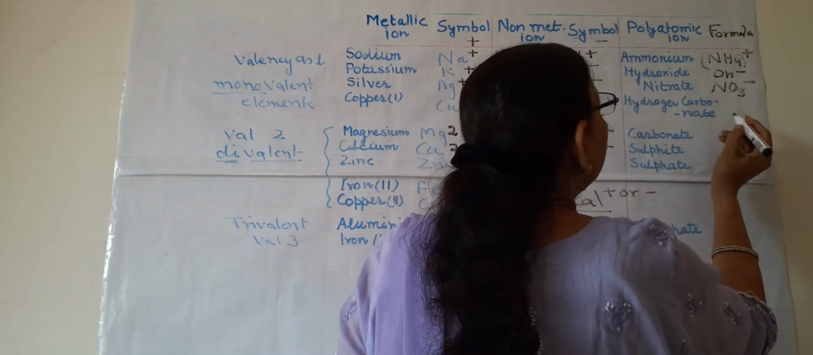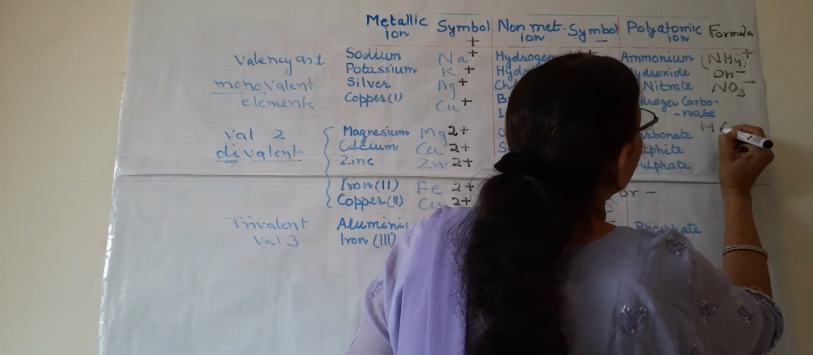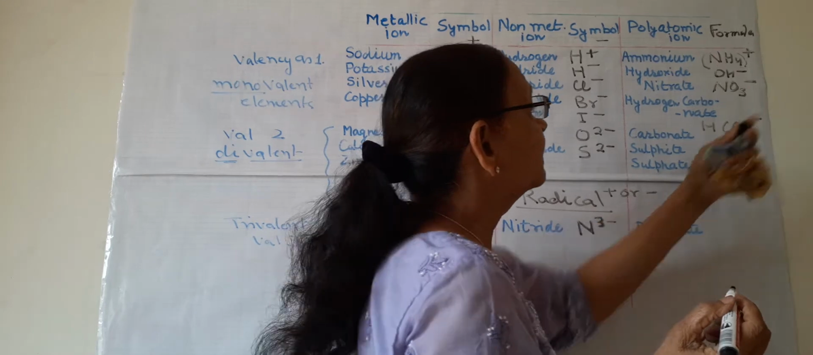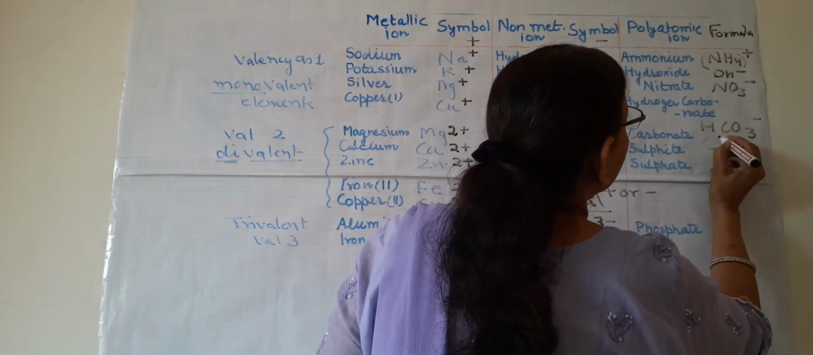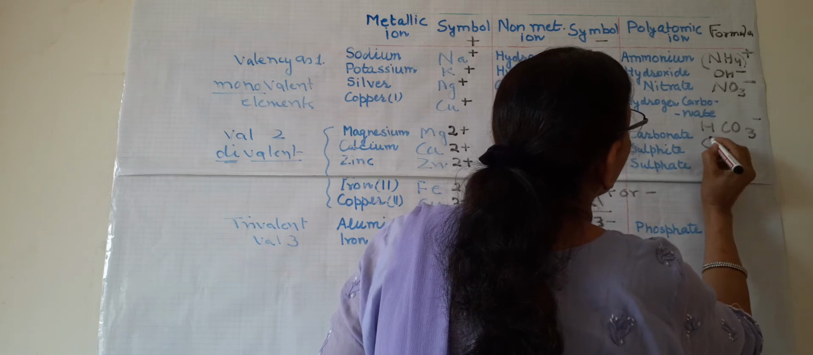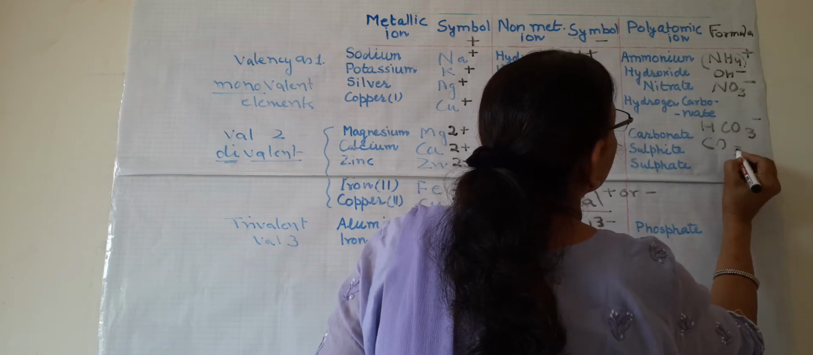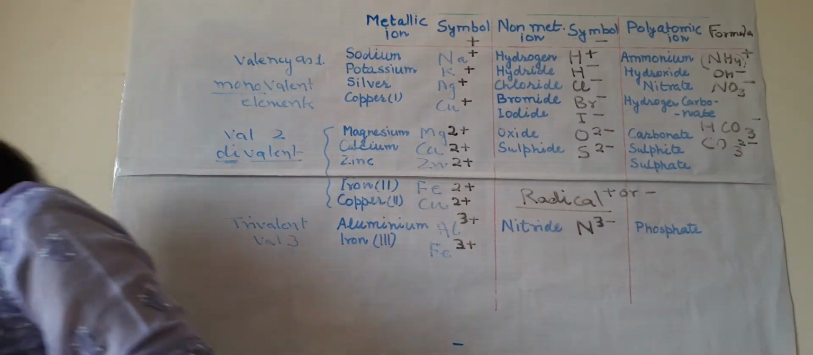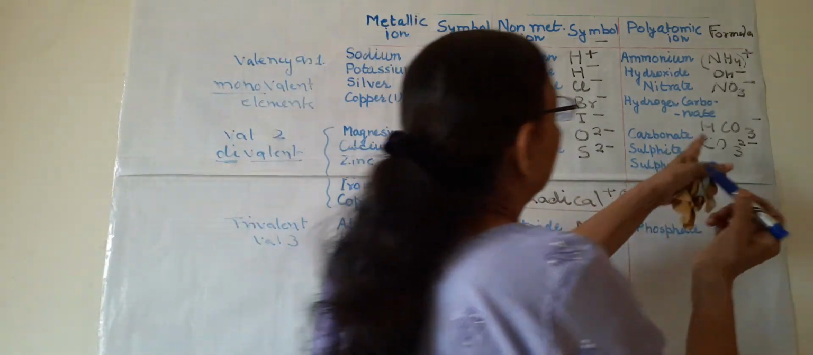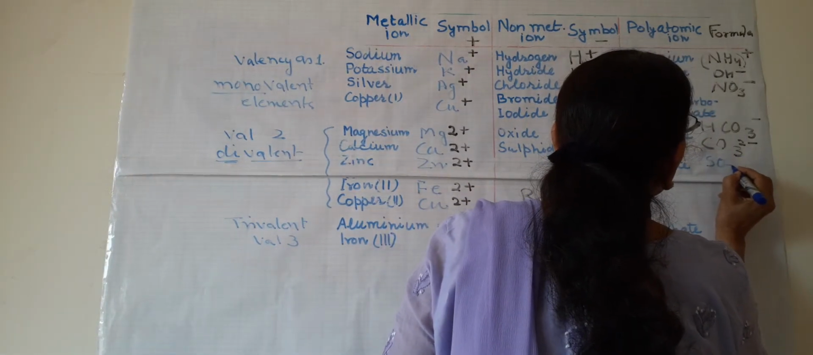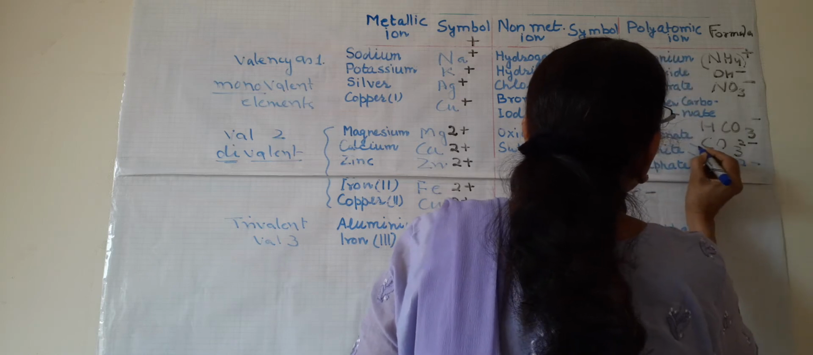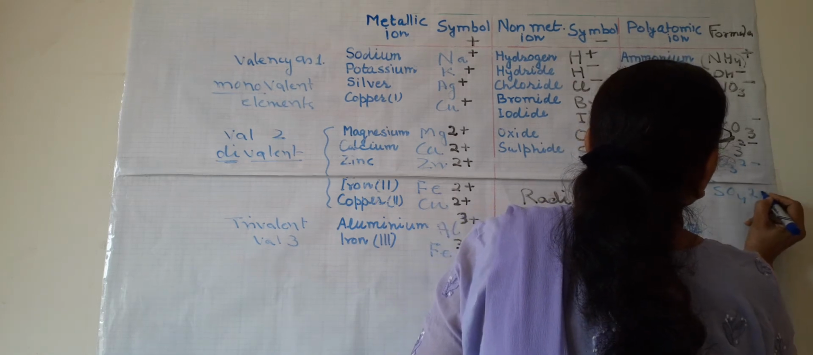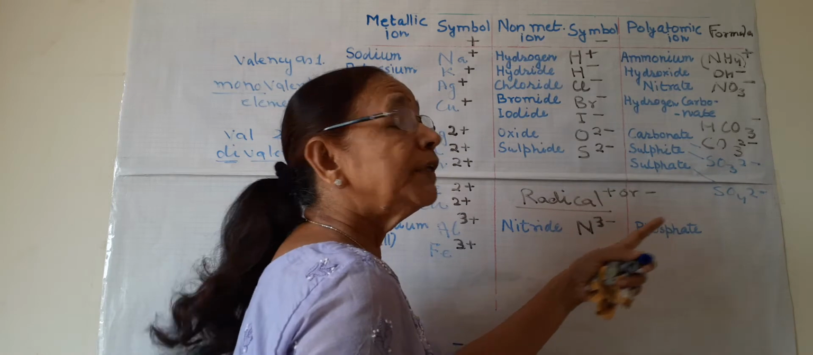Now hydrogen carbonate is a single word, and the formula for hydrogen carbonate is HCO3 with a single minus. Carbonate is CO3, and it is 2 minus. Sulfite is SO3 2 minus, and sulfate is SO4 2 minus. So these are the formulas with their valency.